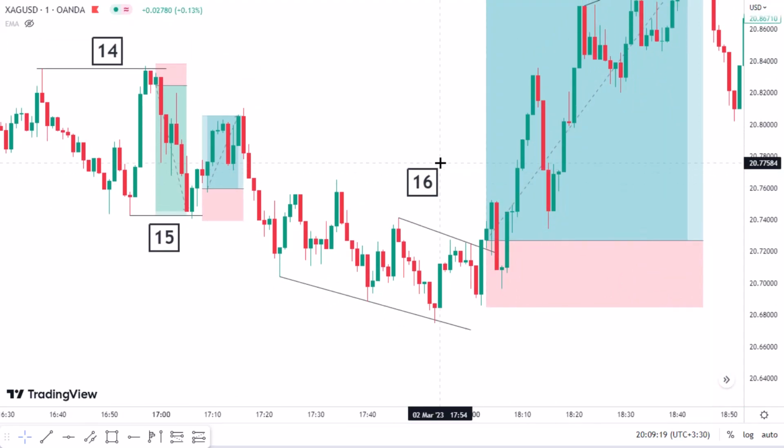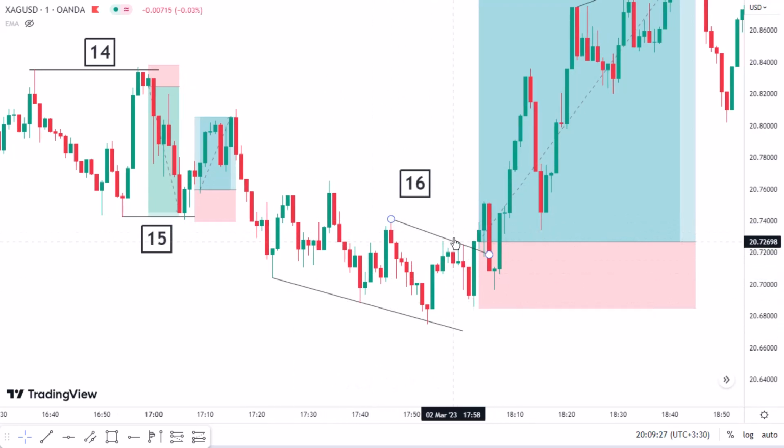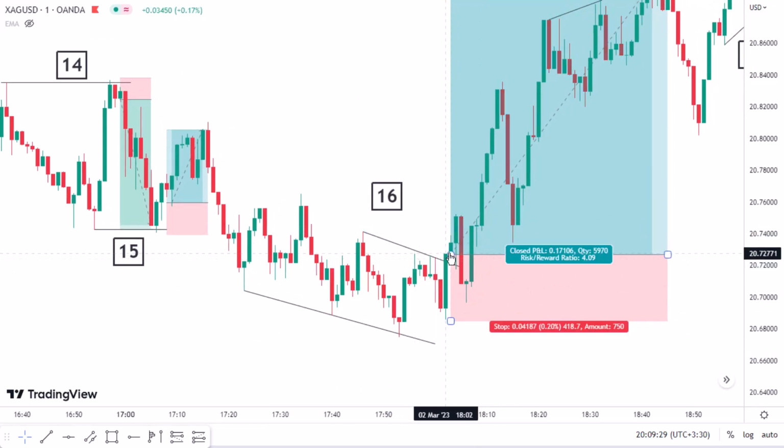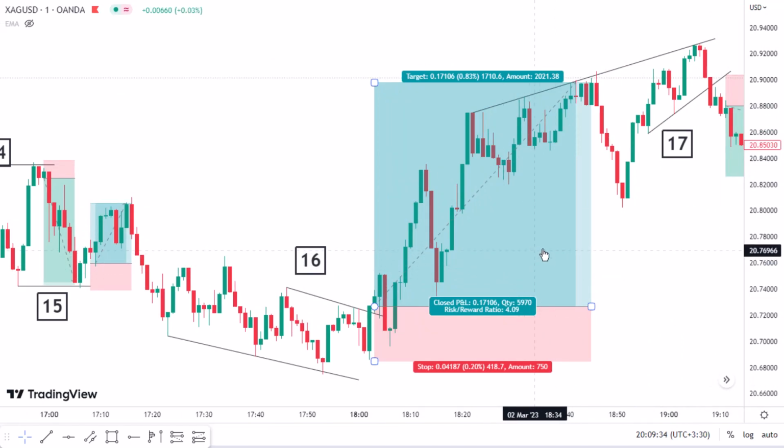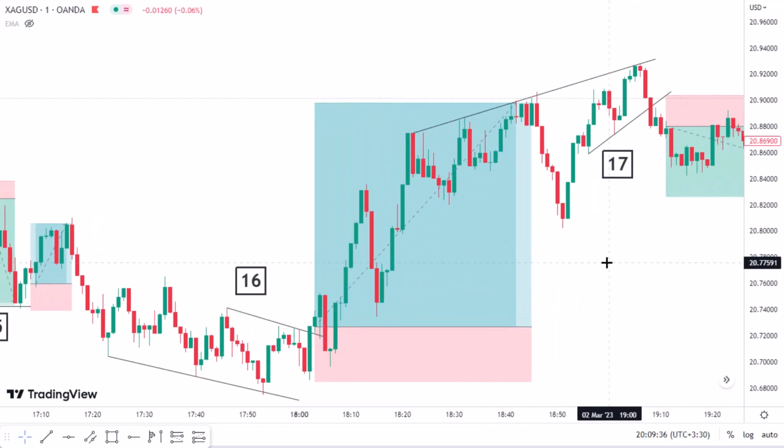On the trade 16, we have a channel here, or two trend lines, one from downside, the other one from upside. The one from upside is broken. We enter the buy position, put our stop loss below the candle, and it gives us a reward of 4.